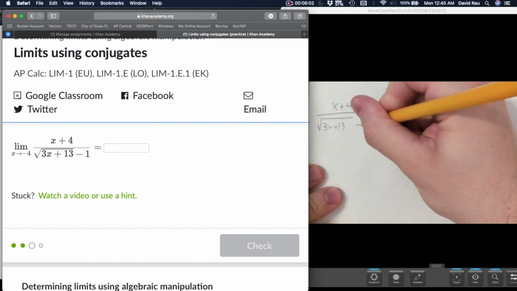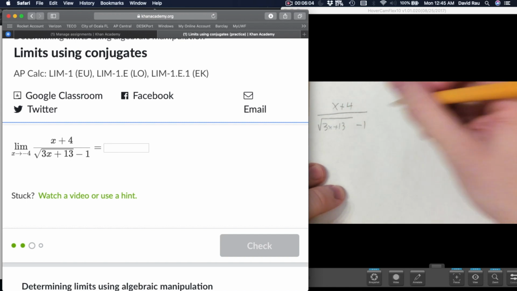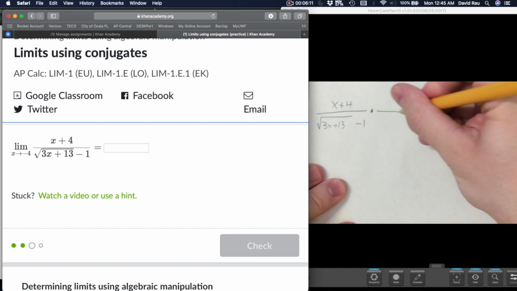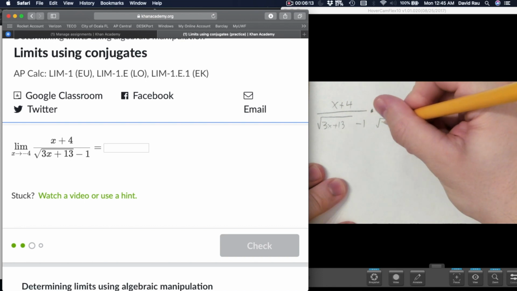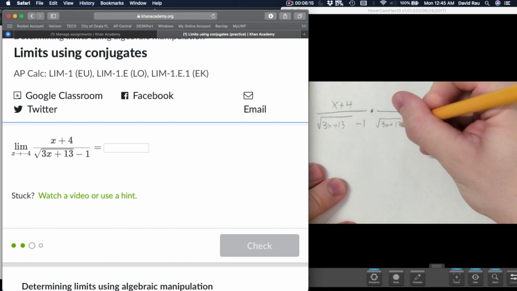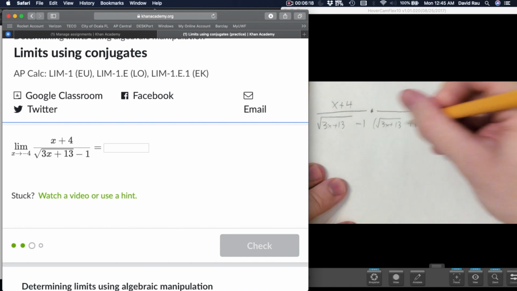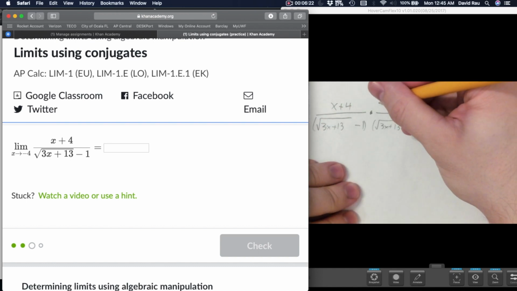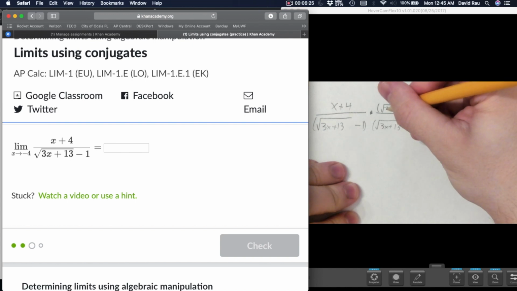I'm waiting to see one particular example, but I haven't seen it yet. Now this time, again, what I said before is true. The conjugate should be based on the terms that's the square root. So this time our conjugate is going to be the root of 3x plus 13 plus 1. So I'm taking the term that has the square root, either the numerator or denominator, and I'm switching the sign.